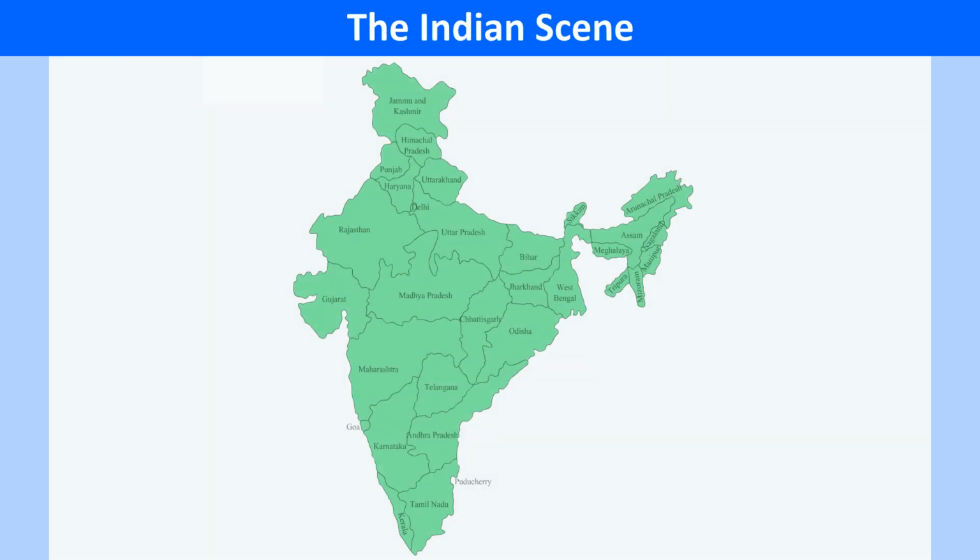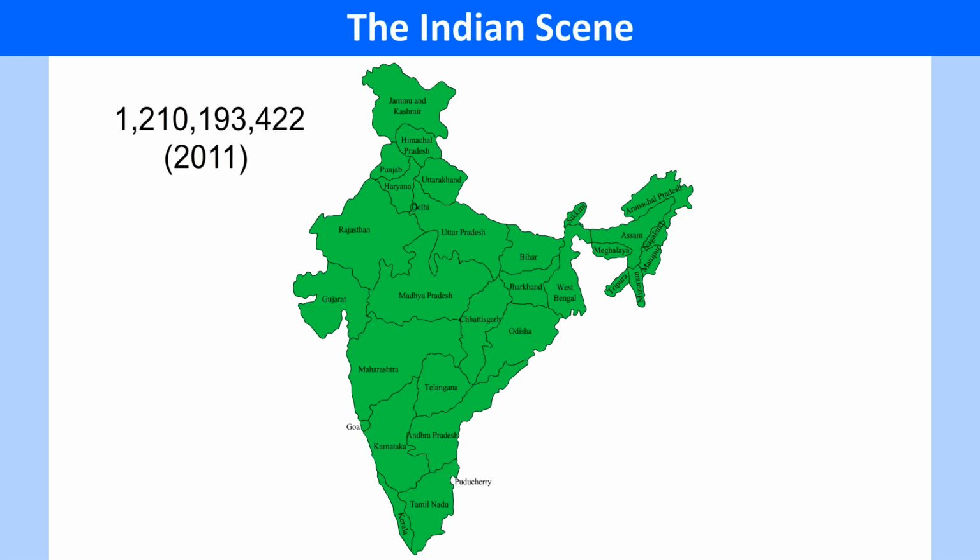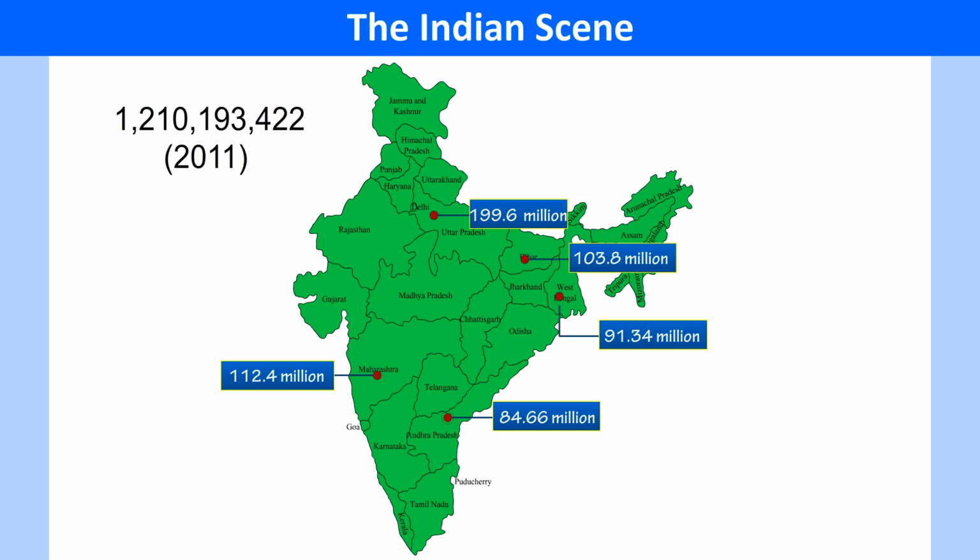India, with a total population of 1,210,193,422 in 2011, also presents a very unequal distribution of its people. Uttar Pradesh has the largest population, 199.6 million, followed by Maharashtra, 112.4 million, Bihar, 103.8 million, West Bengal, 91.34 million, and Andhra Pradesh, 84.66 million. These 5 states alone account for about half the country's population.